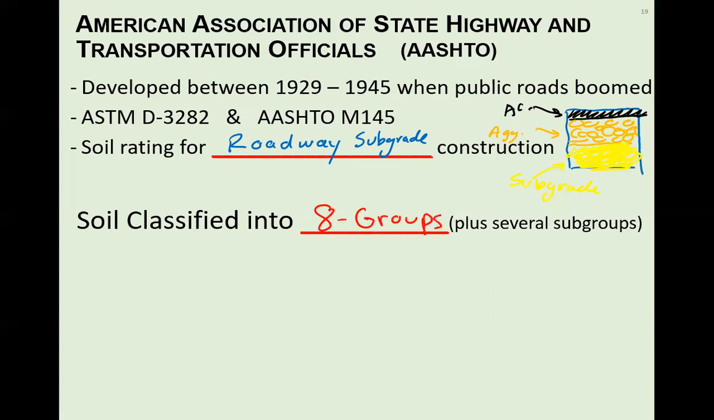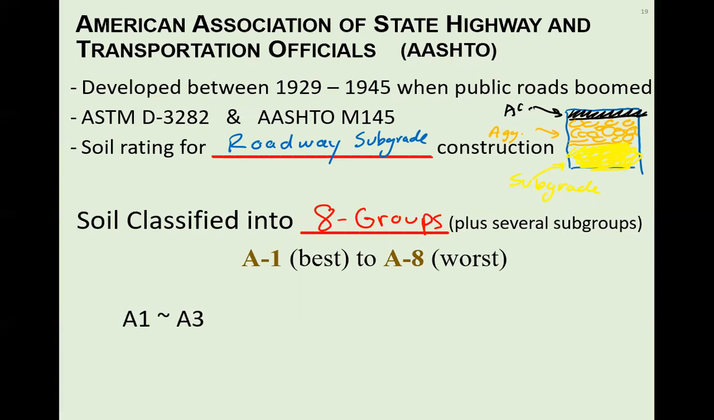Now, some of these groups have subgroups that we'll talk about in a second. But the best way to think about this is that it's all in the scope of roadway subgrade. So we have this A1 for AASHTO. A1 would be the best soil to use for roadway subgrade, and A8 would be the worst case. So it's just a scale like that, except it's 1 through 8 for some weird reason. A1 is the best soil that's used for subgrade, and A8 is the worst one.